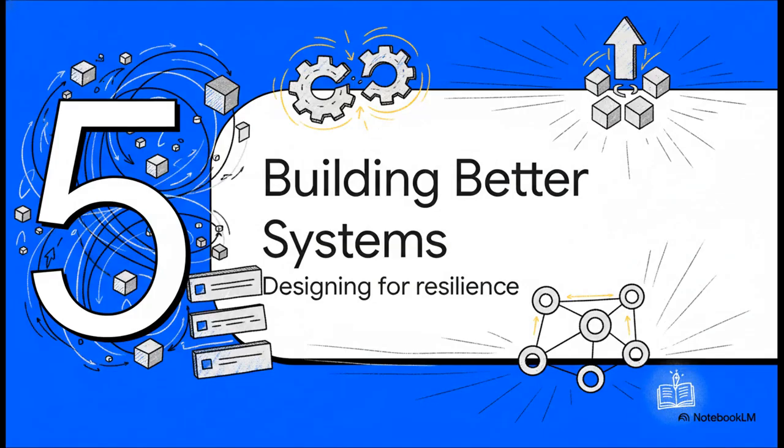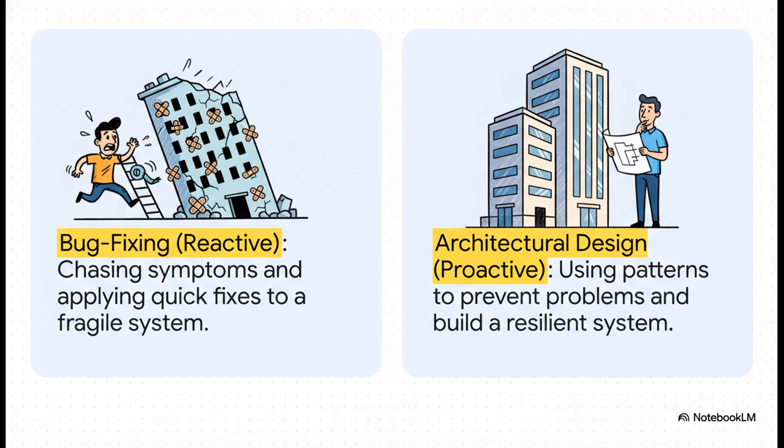So, after all that, what's the big takeaway? How should this change how we think about the software we build and use every single day? It all points to a really fundamental shift in mindset. We have to move away from being constantly reactive, just chasing down symptoms and applying band-aids. That just creates a fragile system. Instead, the goal is to be proactive, to think like an architect, and use these patterns to design systems that are resilient from the ground up.